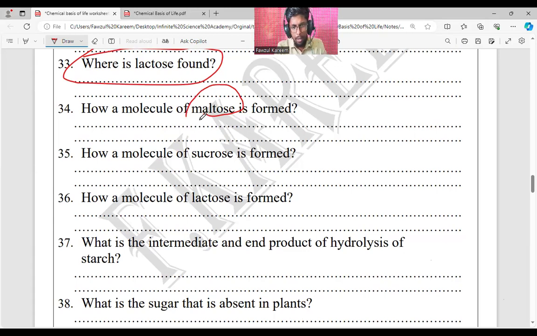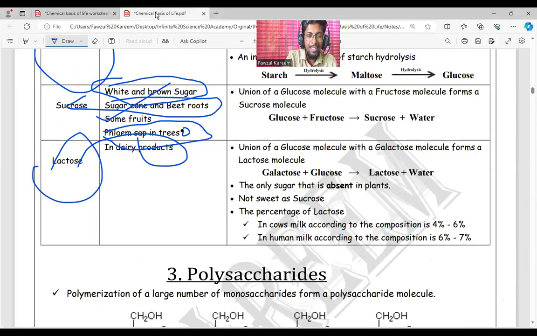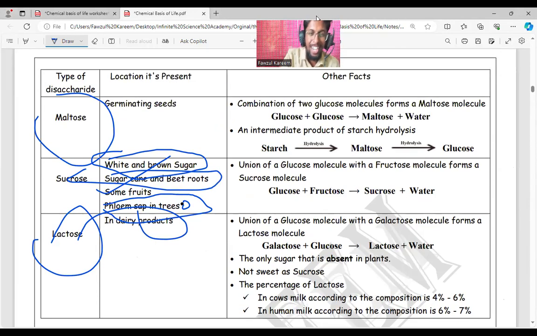Combination of glucose molecules. Yes, very good, Rashida. Zikra, how is maltose formed? Two glucose molecules. Yes, two glucose molecules join together and maltose will form. Glucose plus glucose will form maltose.